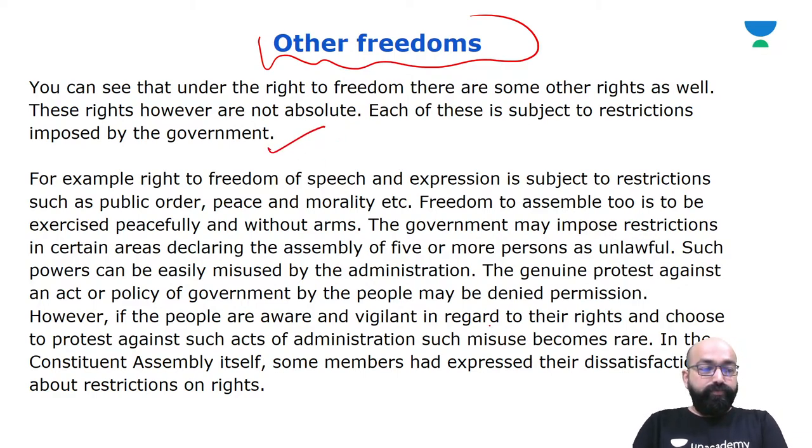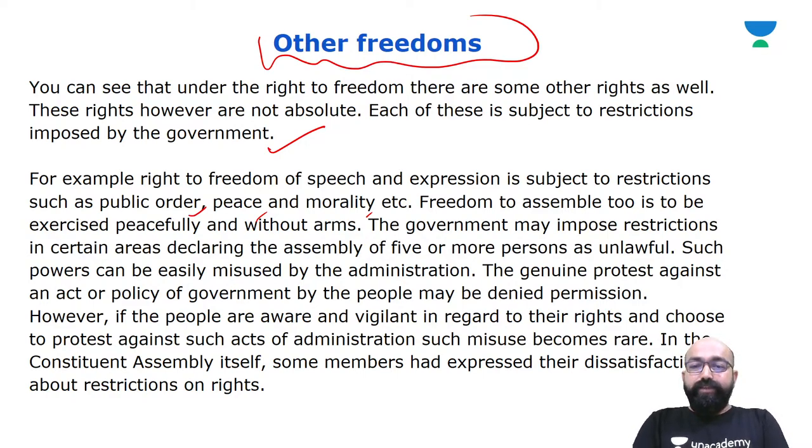For example, the right to freedom of speech and expression is subject to restrictions such as public order, peace, and morality. Correction, morality, not modality. I'm just correcting the sentence, friends. The right to freedom of speech and expression is subject to restrictions such as public order, peace, and morality.